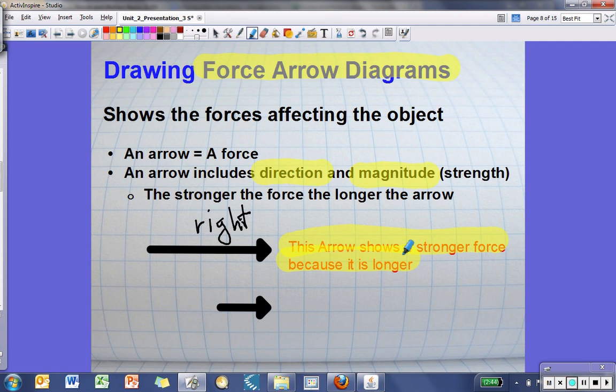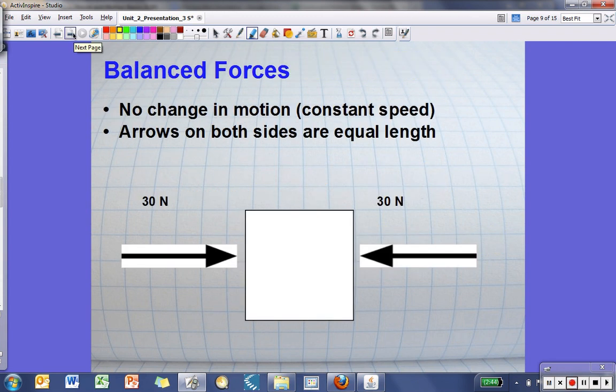Now, sometimes you'll see numbers that go with it. Within our class, it's really hard sometimes to find how strong a force is because we don't have something that measures that. But anyway, the stronger the force, the longer the arrow that you're going to draw. So if I know one force is stronger than the other, I have to make sure that arrow is longer. Okay, let's show some examples.